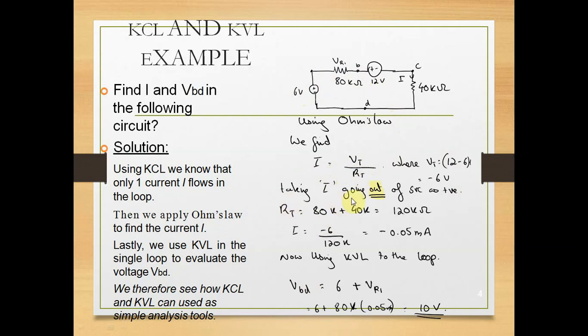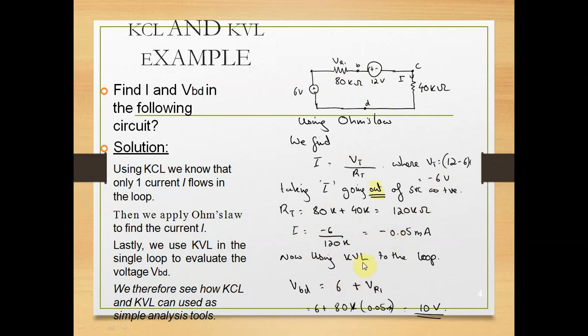Then taking I going out of the source, which is taken as positive. The total resistance is calculated as 80 kilo ohm plus 40 kilo ohm, which is equal to 120 kilo ohm. Then the current flowing through the circuit is I equal to V upon R. V is minus 6 volt and the total resistance is 80 plus 40, which is 120 kilo ohm, so I is equal to minus 0.05 milliampere.